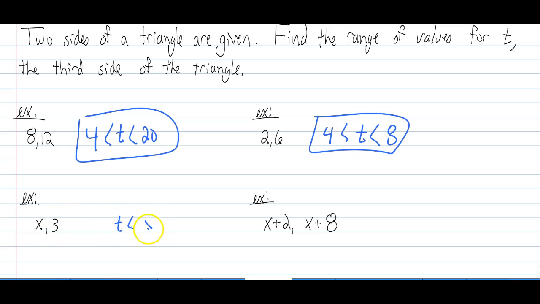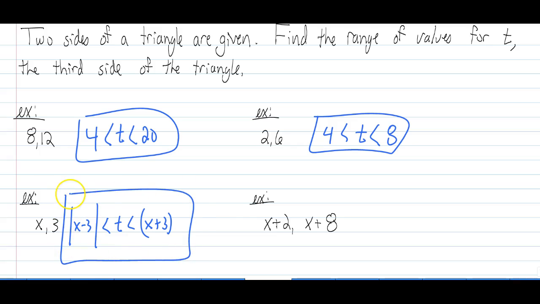Still, for our upper bound, it has to be less than the quantity x plus 3, but for our lower bound, we're going to subtract those. It's going to be x minus 3, or it's going to be 3 minus x. The thing is, we don't know if x is going to be larger than 3 or less than 3. If x is greater than 3, then x minus 3 is a positive number. If x is less than 3, then x minus 3 would be a negative number. So to ensure that this is a positive value, we're going to put absolute value bars around it, and there is our range of values for t, the third side of the triangle.